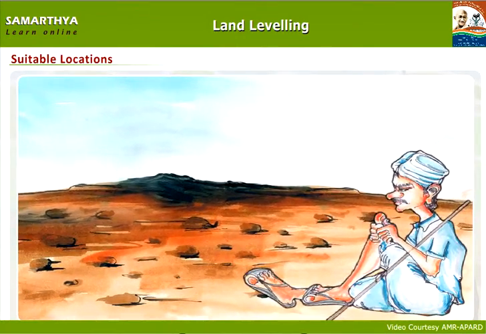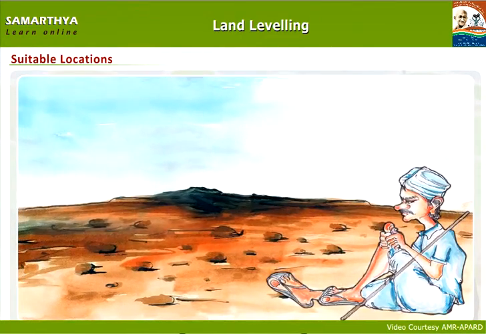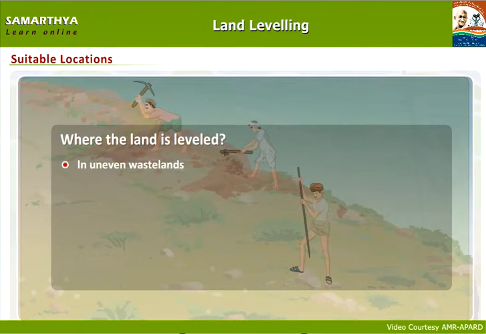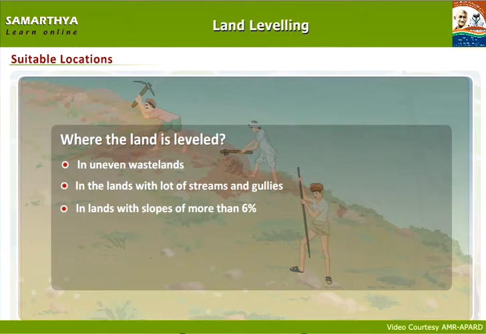Let's revisit the important points of land leveling and where to perform this activity once again. In uneven fallow lands, in the lands with lot of streams and gullies, lands which are difficult for ploughing, in lands with slopes of more than 6%. Priority is given to the lands of the poor.